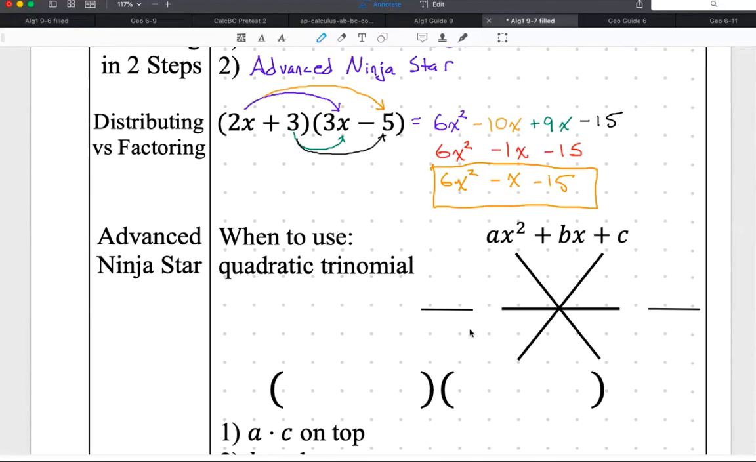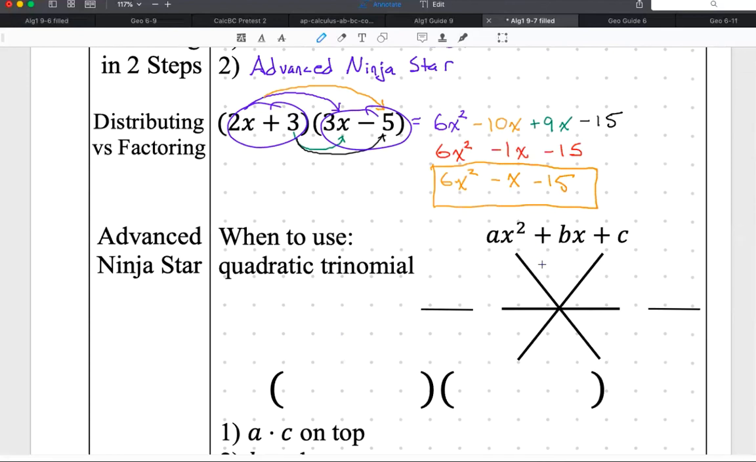So let's go ahead and actually start with this orange expression, 6x squared minus x minus 15. I want to undo all of that. So I know the answer. I can write down the answer right now. The answer should be 2x plus 3 times 3x minus 5 down here. But for the sake of dazzling you guys, I'm going to go ahead and not write that down and show you how to undo everything.